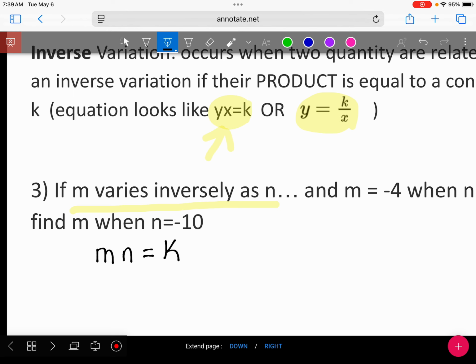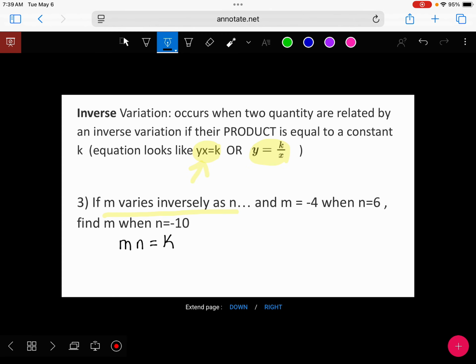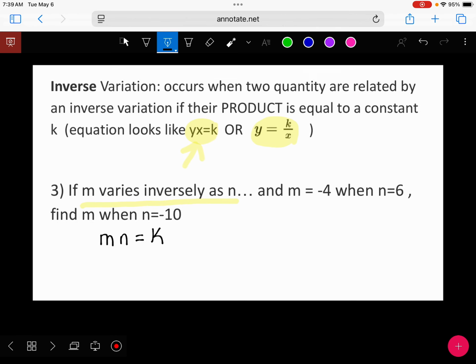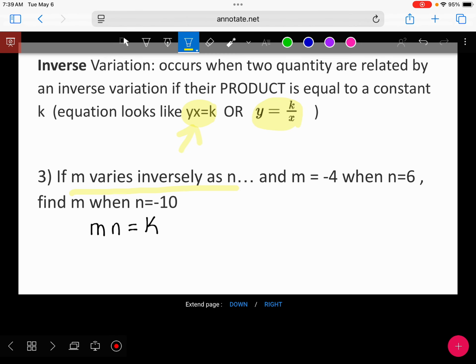K is called the constant of variation. Not a word you need to know, but it just gives it a name. And then again, it's going to give us an example. It sets us up with m equals negative 4 when n equals 6. So if we know when m is negative 4 and n is 6, we can find k. What's k going to be? What is negative 4 times 6?